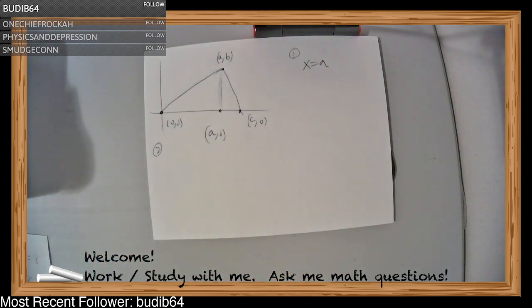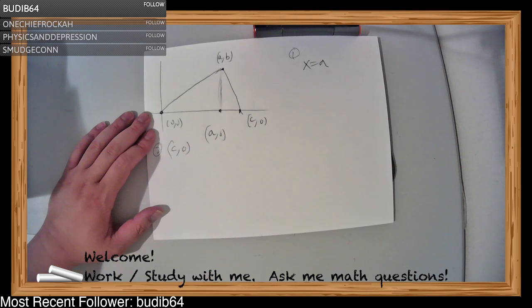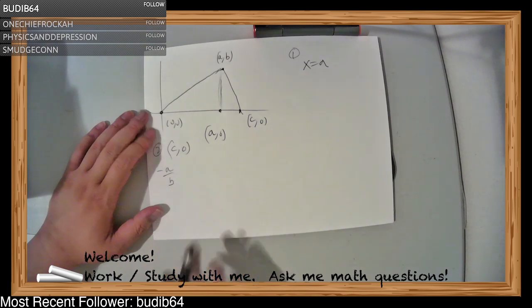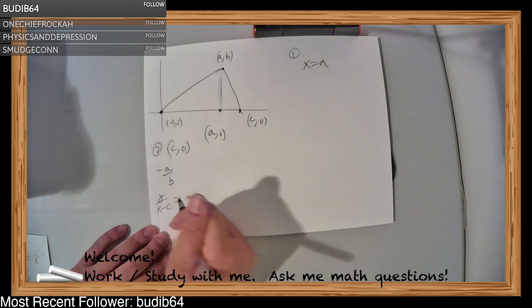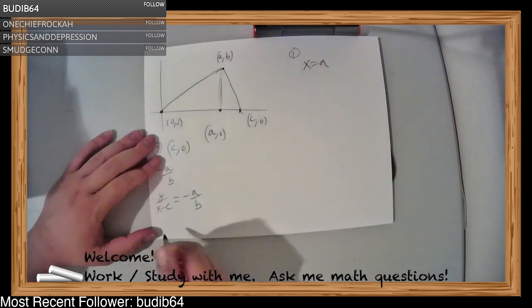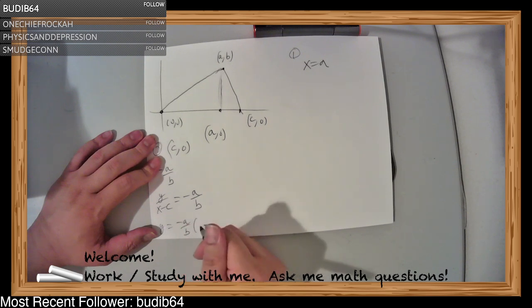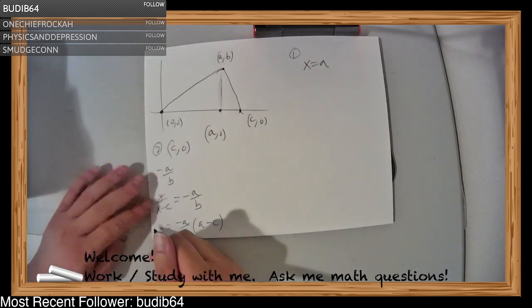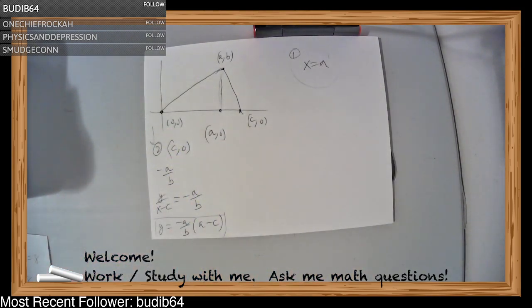Okay, so the second equation, we want to find the altitude that goes through C, 0. The slope of that altitude will be negative A over B. And if I can remember my slope formula, y over x minus c equals negative A over B. All right, perfect. X equals A, though. So y equals negative A over B times A minus C. Okay, so that's the y value for the second line, as long as the x value for the first line is A.